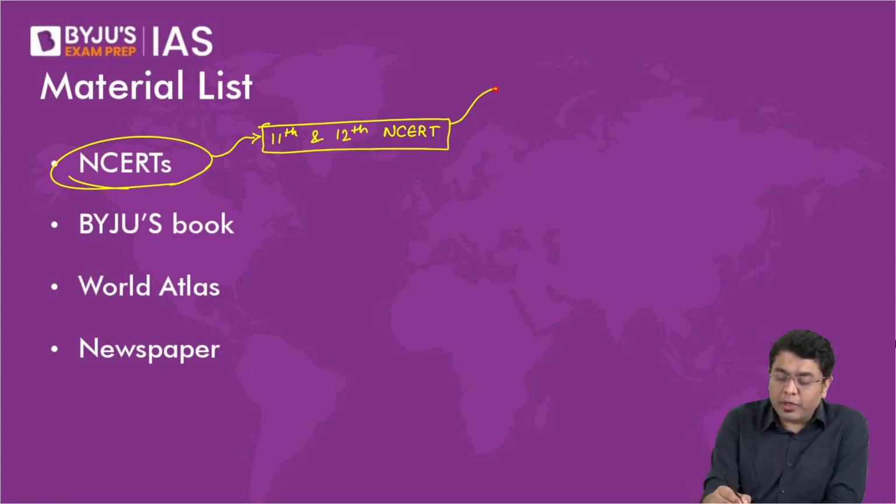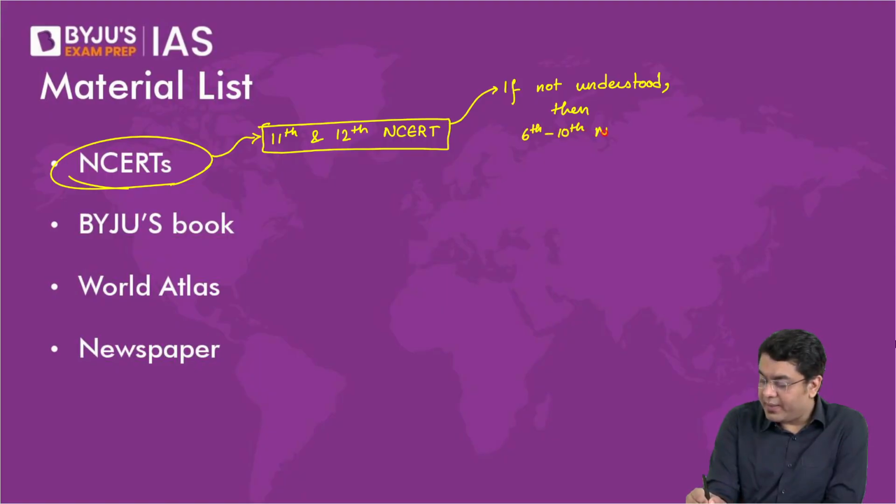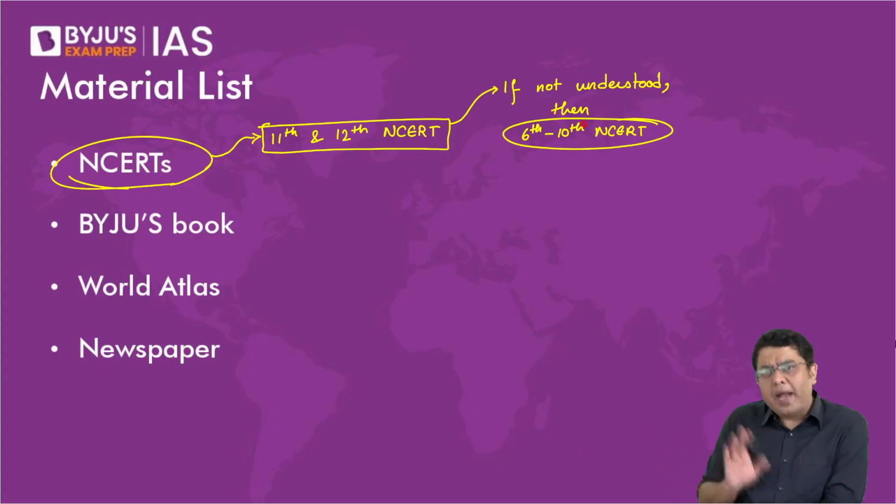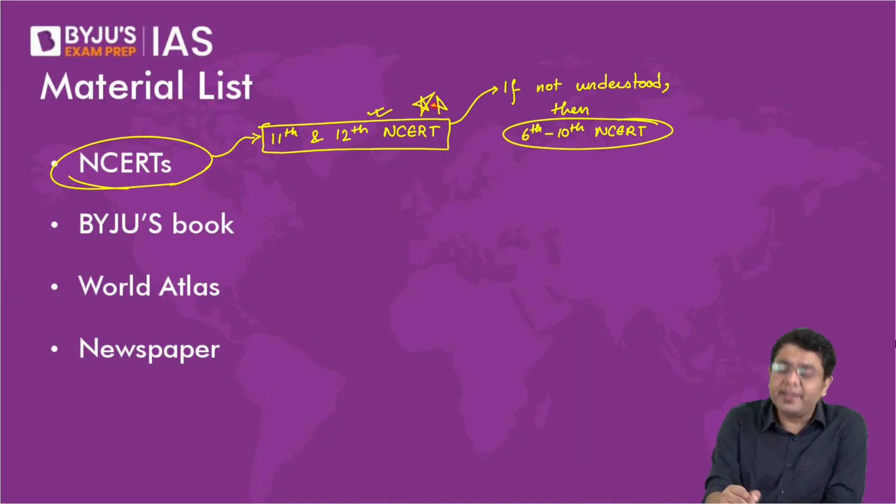So, if not understood, then 6th to 10th NCERT. Otherwise, the portion of human, economic, Indian geography in general, and also the physical portion of geography will be ably covered in your 11th and 12th NCERT. So kindly focus upon these NCERTs.